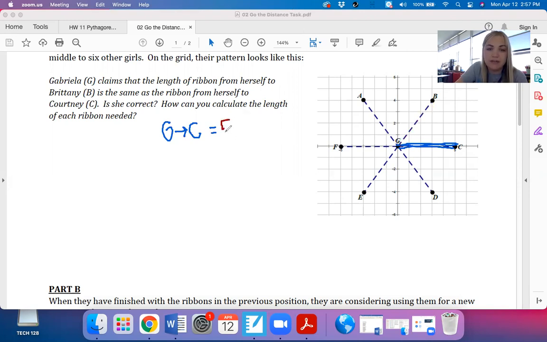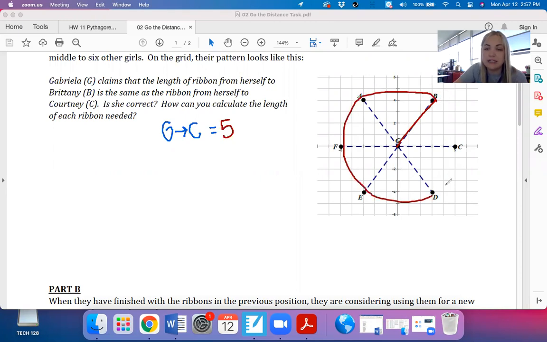Okay, so from G to B, I need to find a couple other things. I want you to push pause and try to remember, how do we calculate that distance from G to B? What would be a way that we could do this? Push pause.